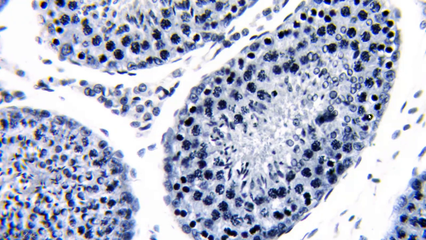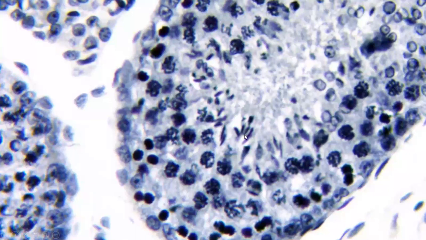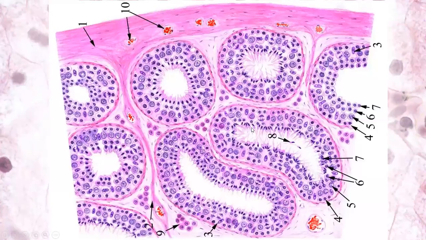The smallest cells near the basal pole are spermatogonia. Bigger cells, the biggest, are primary spermatocytes. Near the lumen there are secondary spermatocytes and spermatids. As spermatozoa, they are located in the lumen. Here we can see them, and they are going to be separated from Sertoli cells.